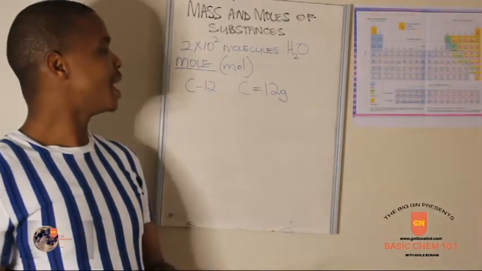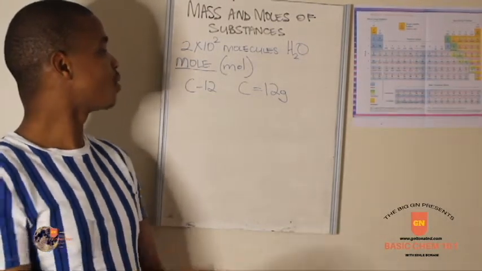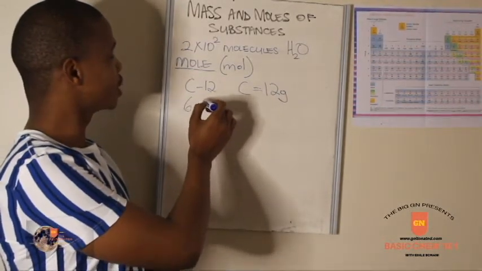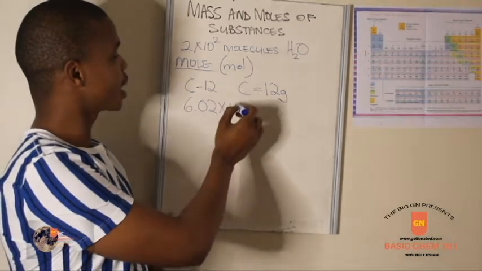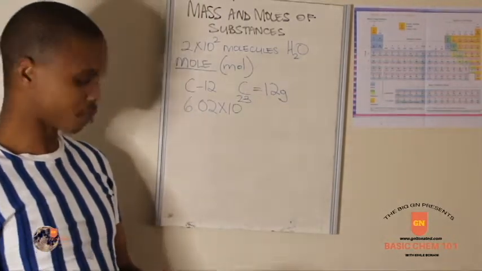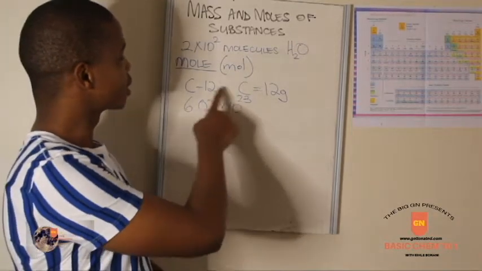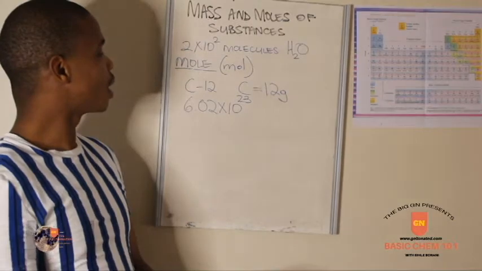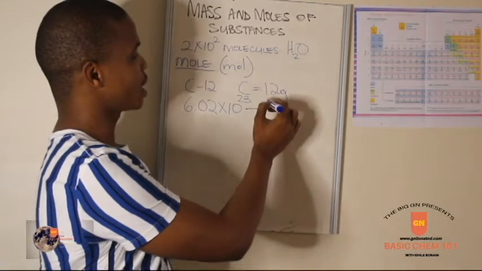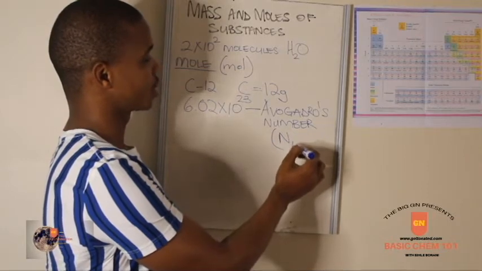The number of carbon atoms in 12 grams of carbon 12 is equal to 6.02 times 10 to the power 23 molecules or atoms or ions. So everything that you'll be talking about will be related to this number. And this number is also known as Avogadro's number, which is denoted as N.